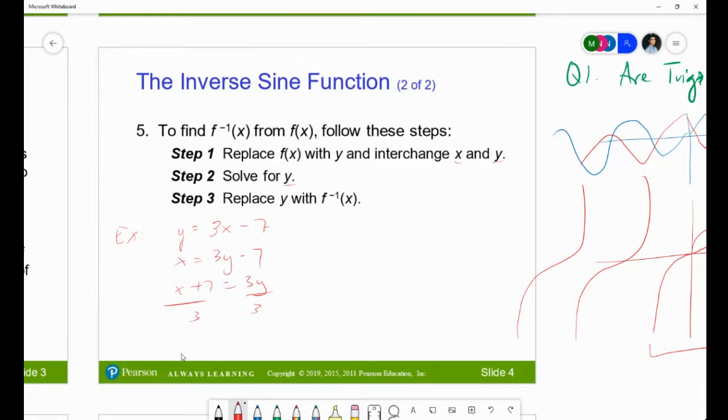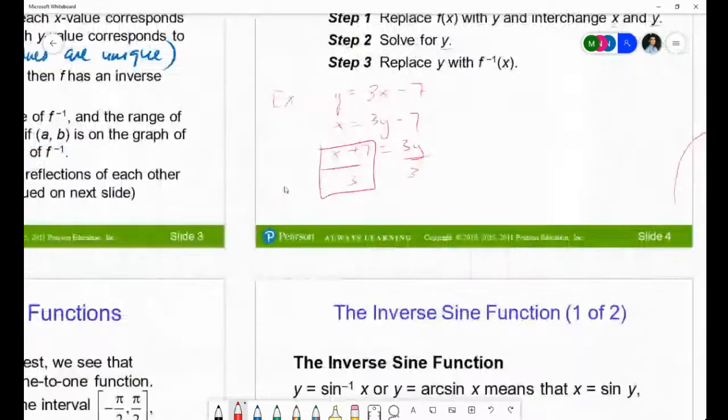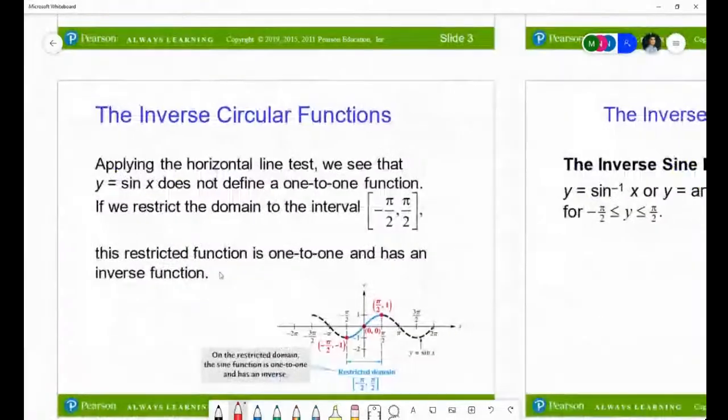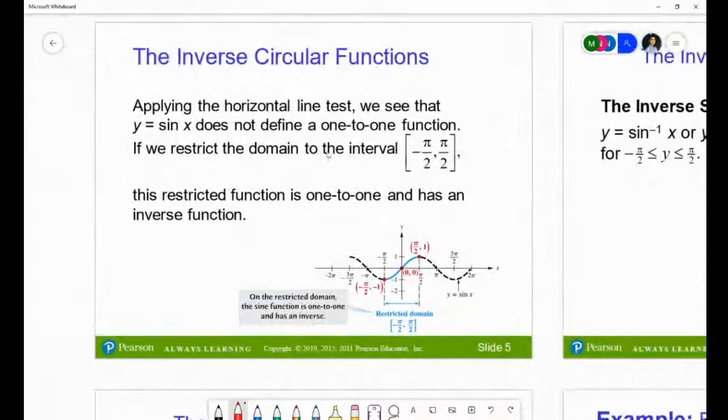Divided by 3 on both sides. So there it is. This is our inverse of 3x minus 7. So that's nothing to it, right? All right. So let's look at our trig functions in detail.